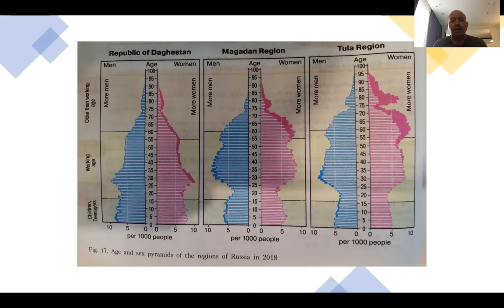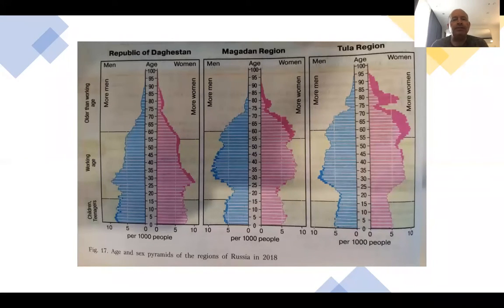Now there is a PowerPoint attached to eJournal, which gives you more information about these three regions. So I'm not going to go into too much detail in the video. I'm just going to make a few basic points.